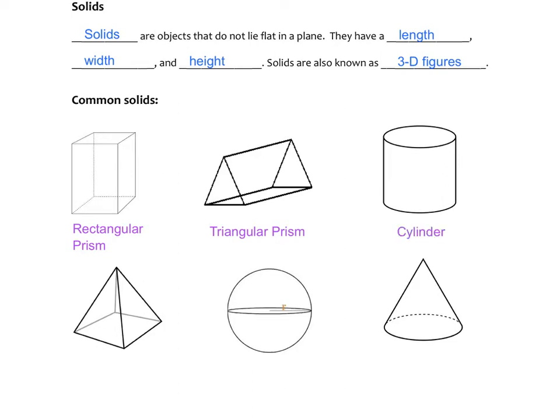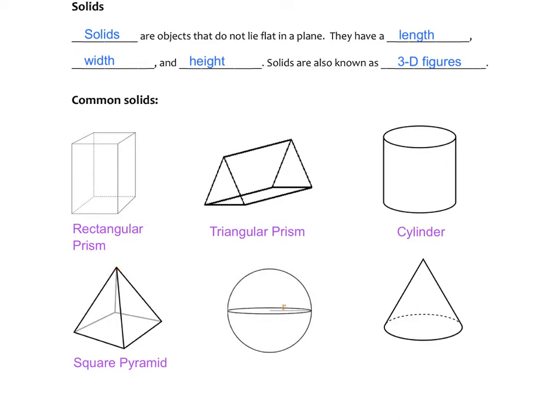Our third solid is called a cylinder. A cylinder consists of a figure that has a circle both on the top and the bottom of the solid. Our fourth solid is a square pyramid. It's called a square pyramid because the base is a square, and a pyramid because it comes to a point on the top.